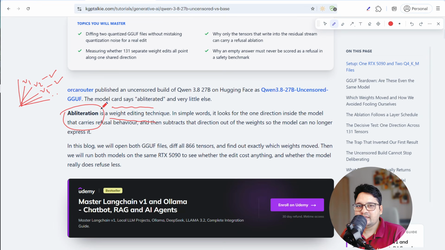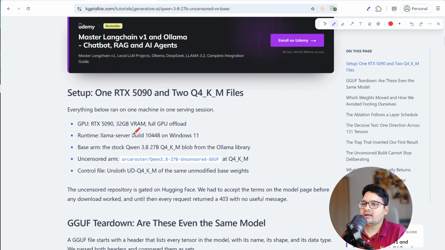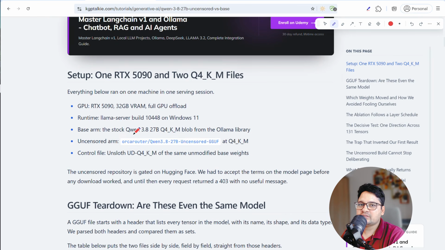So what I did in this tutorial is that I downloaded the stock model and also the uncensored model. Thereafter I compared both models architecturally, and I also compared their weights. I found that out of 866 vectors, there were many vectors which actually got changed, and those changes were made in a systematic way. They were not random at all. That is something we will be exploring in this lesson as well. But before that, let's see what setup I used for this benchmarking.